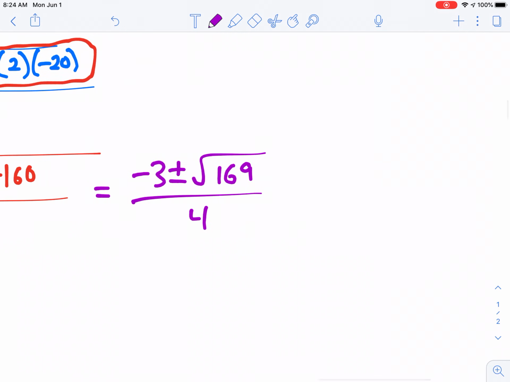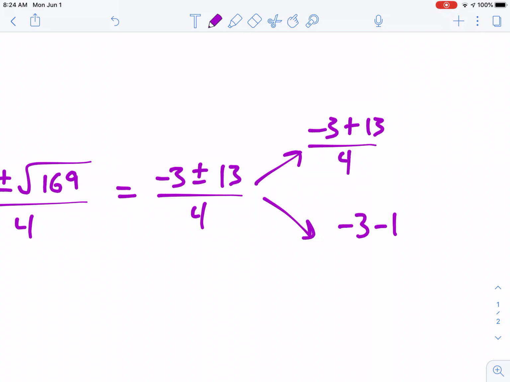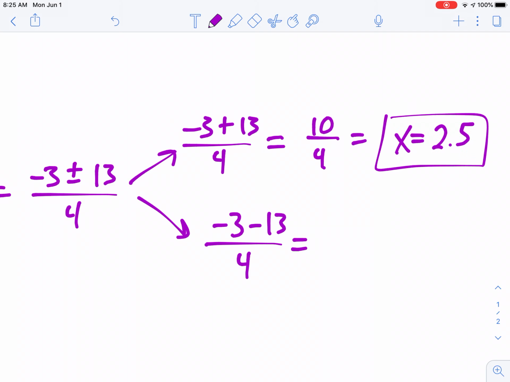Square root of 169 is 13. So now we have -3 plus 13 over 4 and -3 minus 13 over 4. And then we just got to simplify both of these to get our answers. This one becomes 10 over 4, which is, if you simplify it in your calculator, you get 2.5. This one is -16 over 4, which becomes -4.